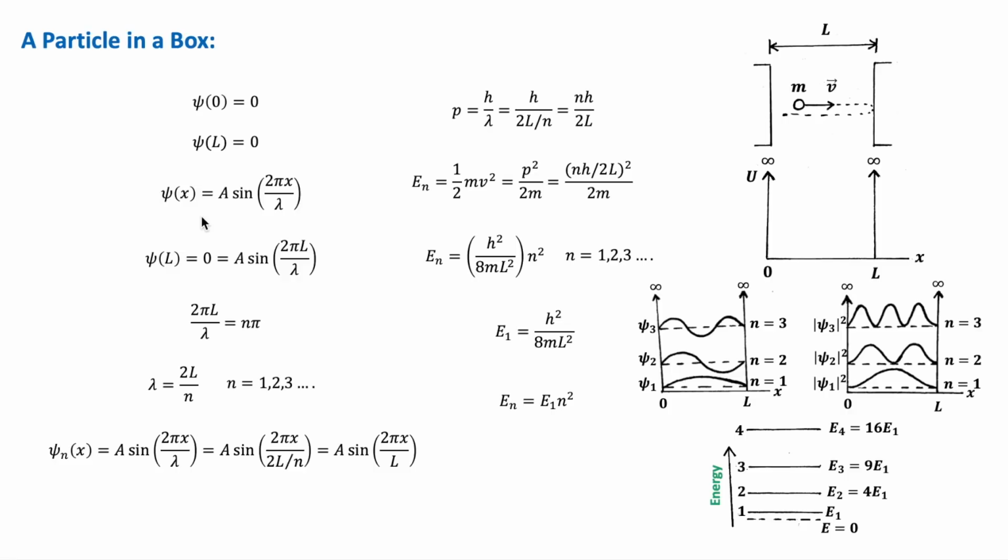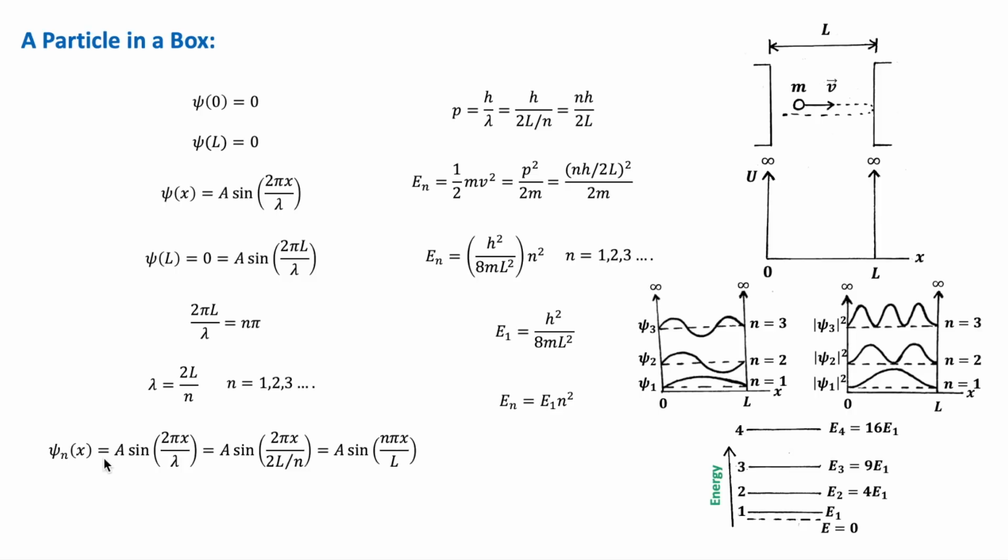So an appropriate wave function is equal to A sine(2 pi x over lambda), and we will show later why this is an appropriate wave function by solving the Schrodinger equation for a particle in a box. So we apply the boundary conditions for this function, and we get psi at L is equal to 0. This gives 2 pi L over lambda equal to n pi, and this gives lambda equal to 2L over n, where n is equal to 1, 2, 3, etc. As you can see, only certain wavelengths for the particle are allowed. And each allowed wavelength corresponds to a certain quantum state of the system. So n is the quantum number here.